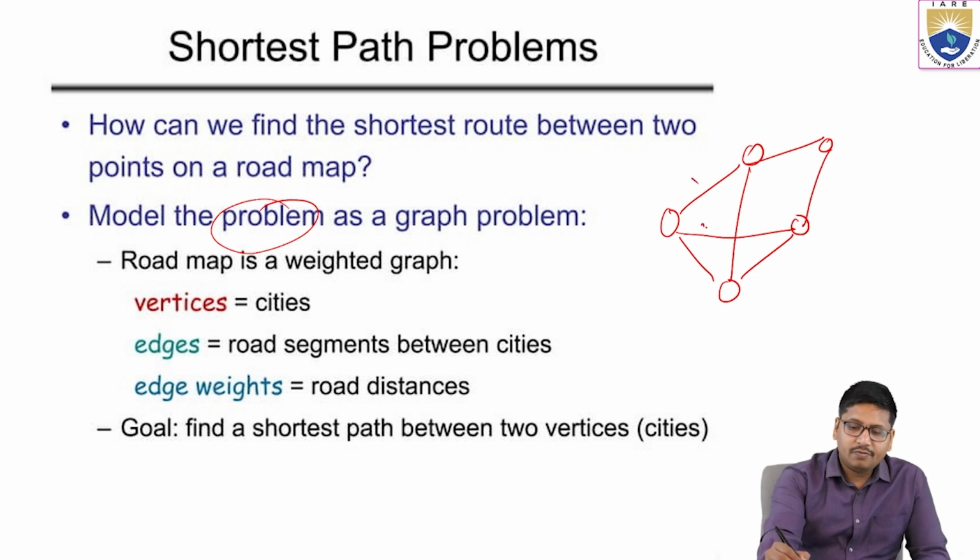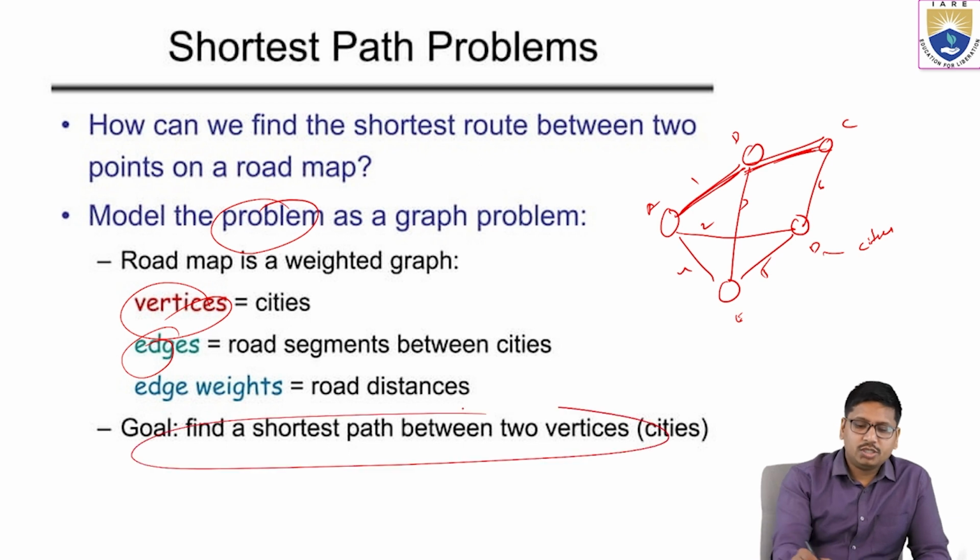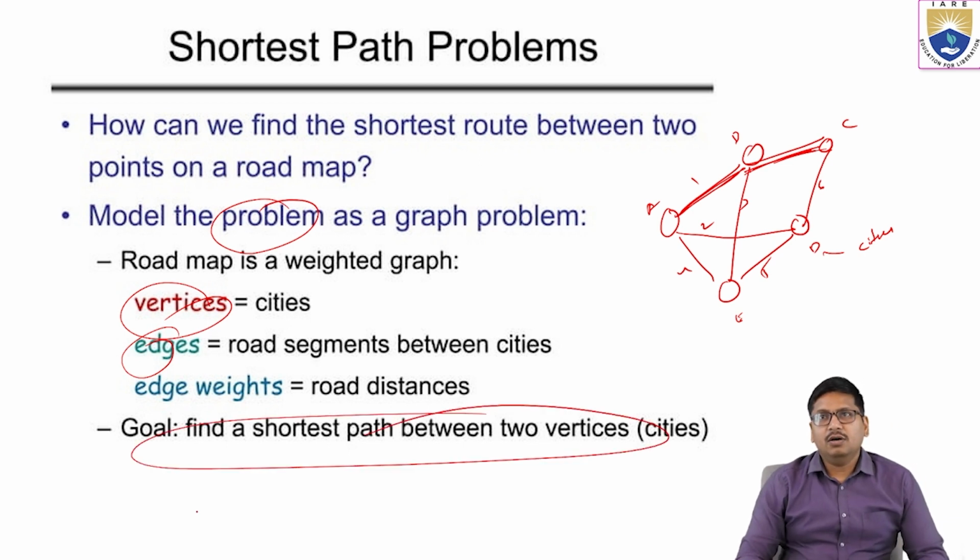If I have a graph like this, how can I find the shortest path between the different vertices in the graph? Assume that these are different cities. If so, what should be the shortest path for reaching from one city to another city? So I assume that the vertices are the cities, and the edges are the road segments that connect the cities. The goal is to find the shortest path between a pair of vertices here.